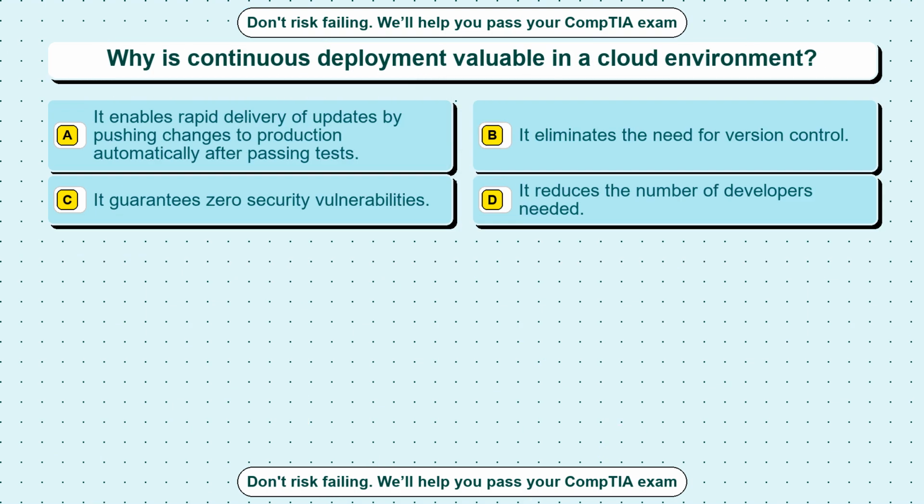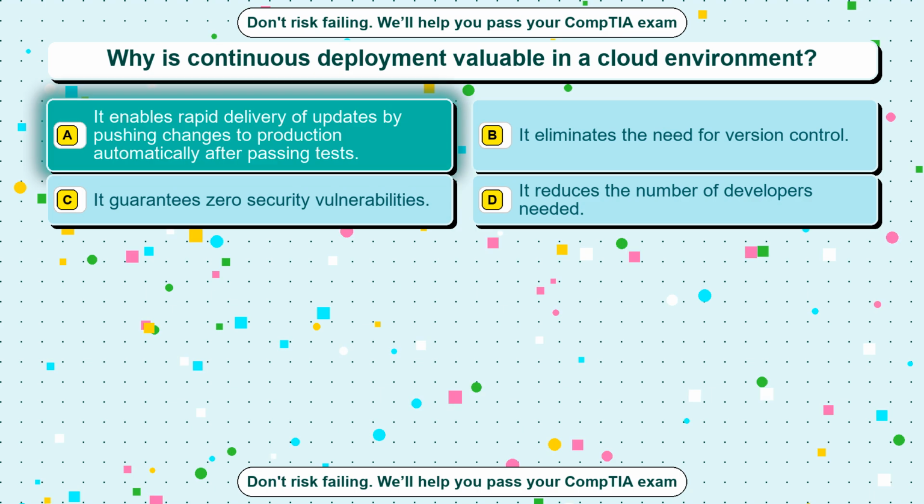Question 19. Why is continuous deployment valuable in a cloud environment? Option A. It enables rapid delivery of updates by pushing changes to production automatically after passing tests. Option B. It eliminates the need for version control. Option C. It guarantees zero security vulnerabilities. Option D. It reduces the number of developers needed.